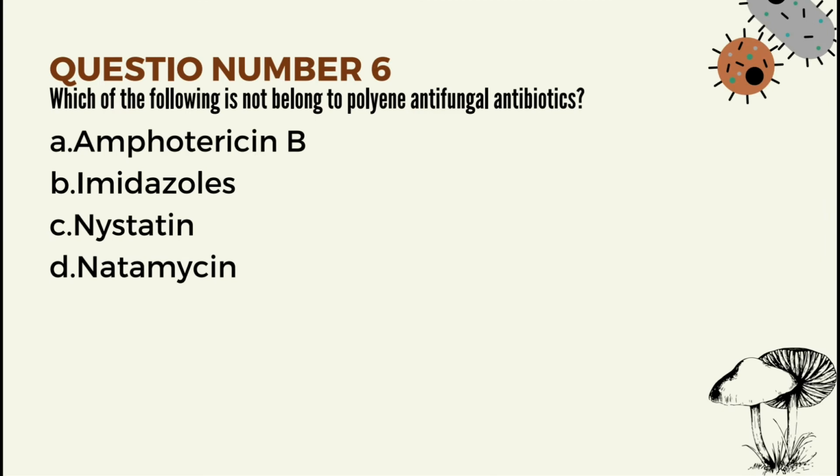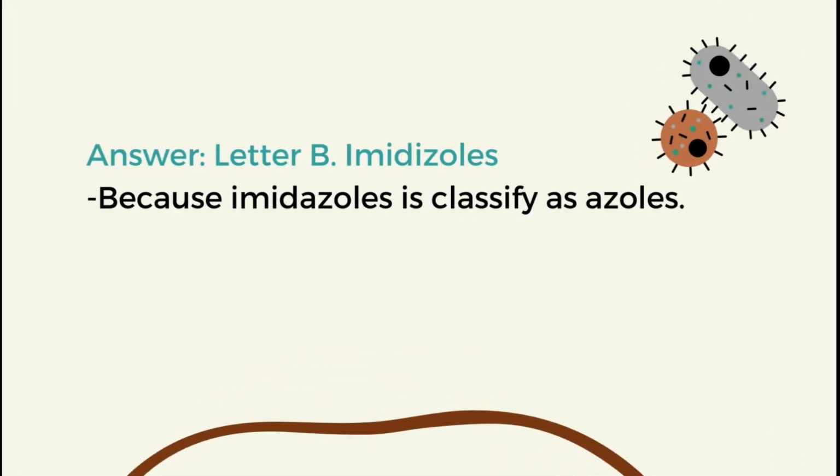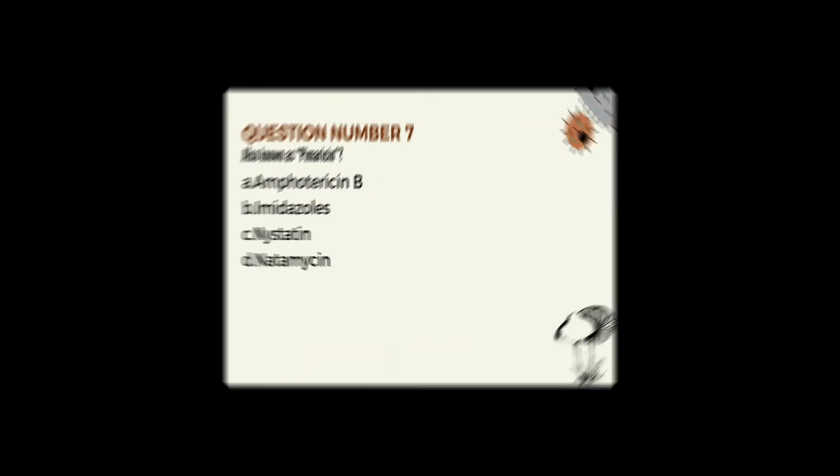For question number 6, which of the following does not belong to the polyene antifungal antibiotics? A. Amphotericin B. B. Imidazoles. C. Nystatin. Or D. Natamycin. Answer is letter B. Imidazoles. Because imidazole is classified as azoles.